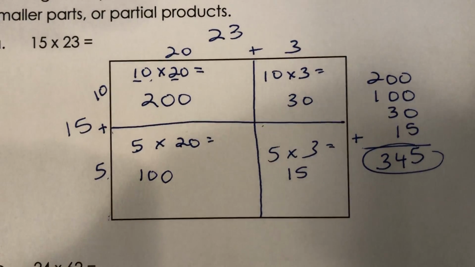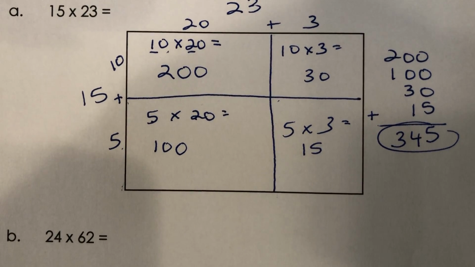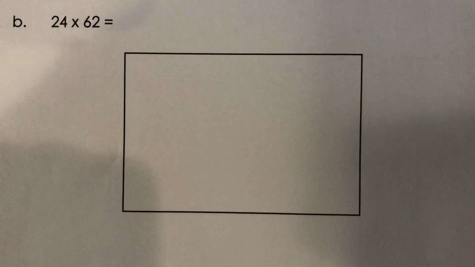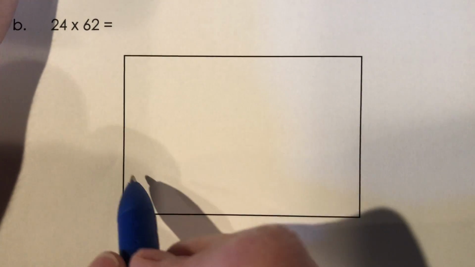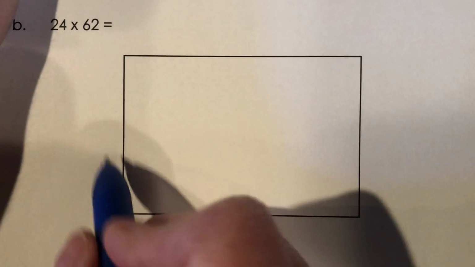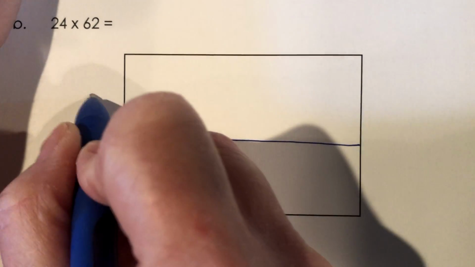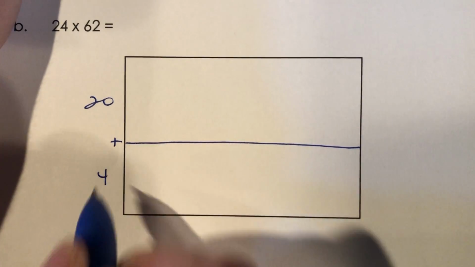So it goes much deeper. So I promise you, we'll do the standard algorithm eventually, but just go with the flow. Thank you. All right, 24 times 62. Along this side, I would put my 24. So instead of 24, I'm going to separate this, and I'm going to put a 20 plus a 4.